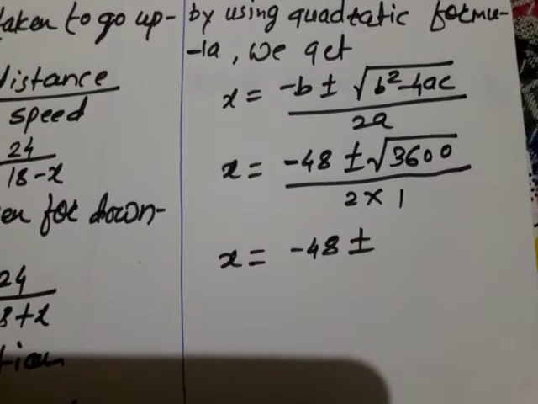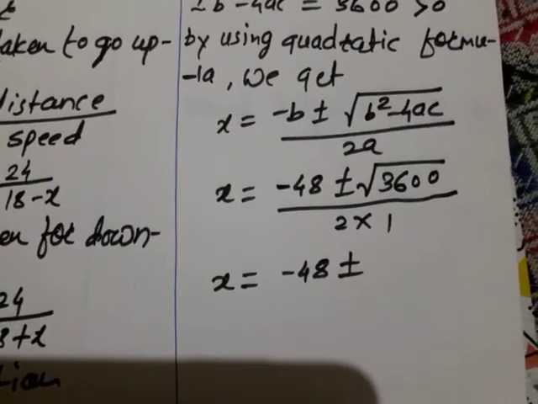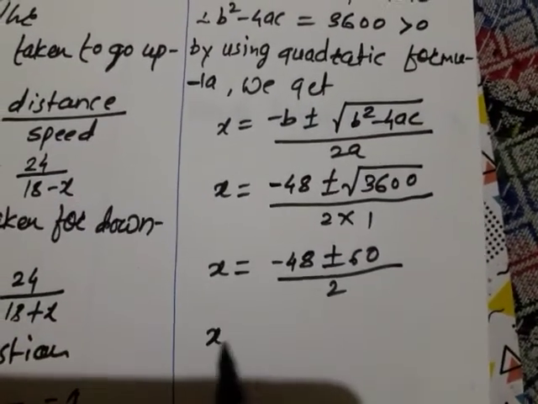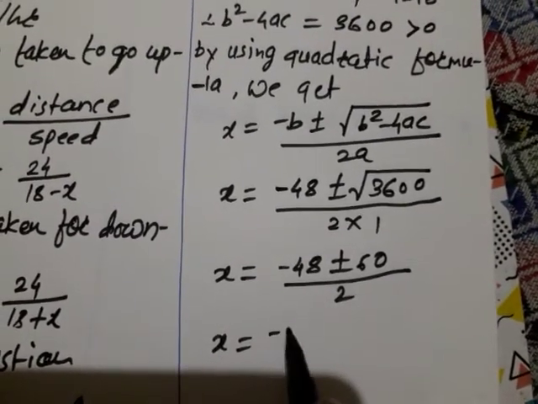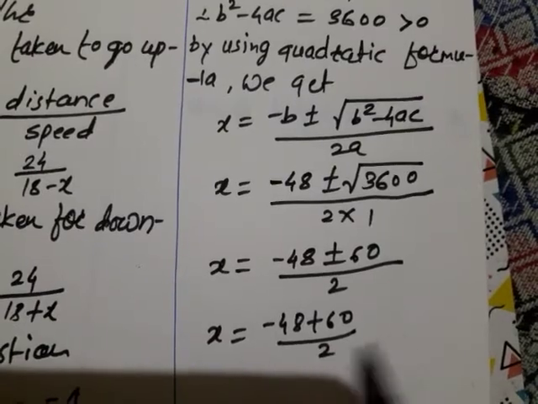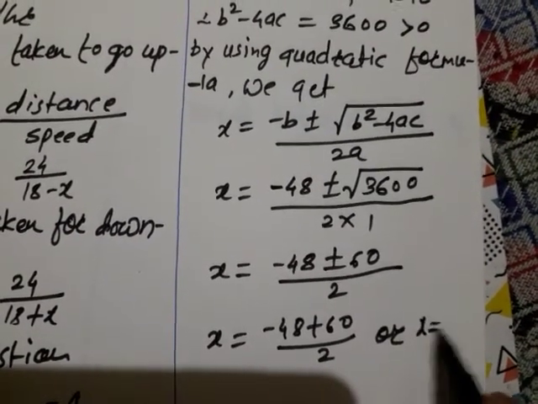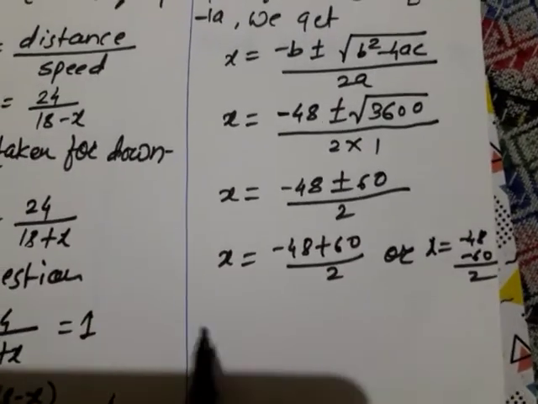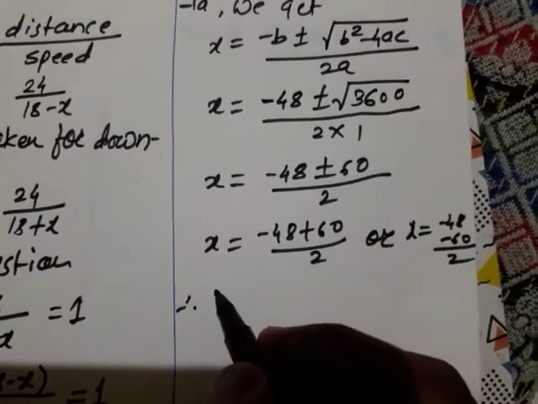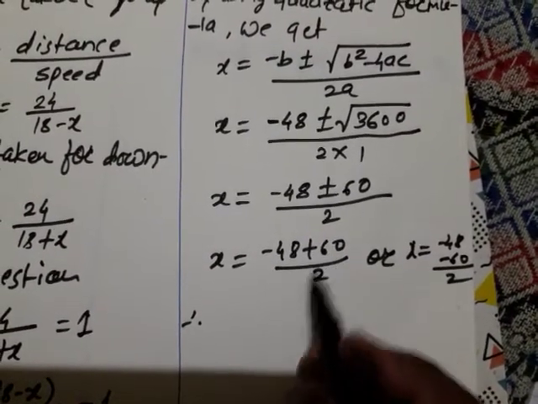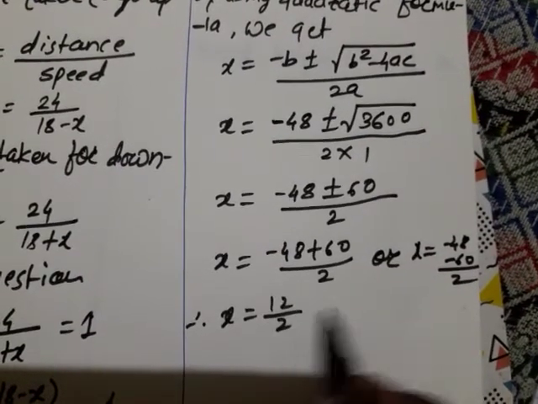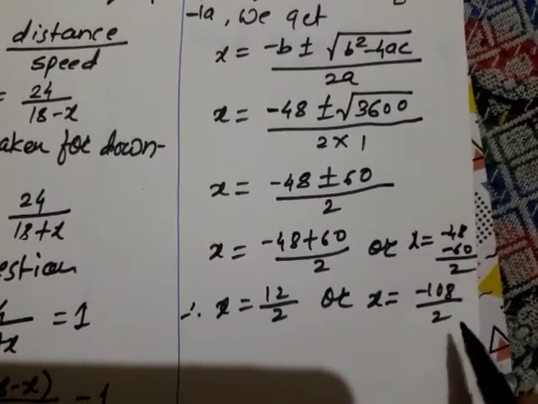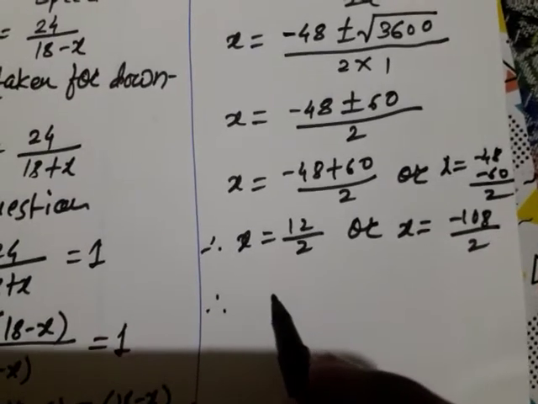x is equal to minus 48 plus or minus 3600, this is the square of 60, ये किसका स्क्वायर है, 60 का स्क्वायर है, तो हमें आंसर क्या मिलेगा, 60 डिवाइडेड बाय 2। x इज इक्वल टू, एक बार प्लस लिखेंगे एक बार माइनस लिखेंगे, 48 प्लस 60 डिवाइडेड बाय 2 और x is equal to minus 48 minus 60 divided by 2.